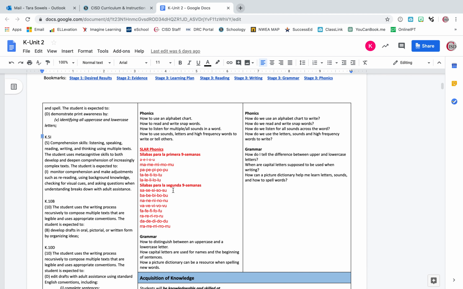Okay, so the first piece that you'll see is the Spanish Language Arts phonics section, and the syllabus have been broken down by grading period, so each 9 weeks. But of course, the units do not always line up with the grading periods. So for example, Unit 2 is going to start in the first 9 weeks and then it will end in the second 9 weeks. So that's why I've included both the syllabi from the first and the second 9 weeks.